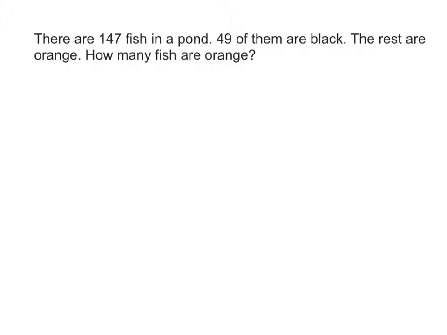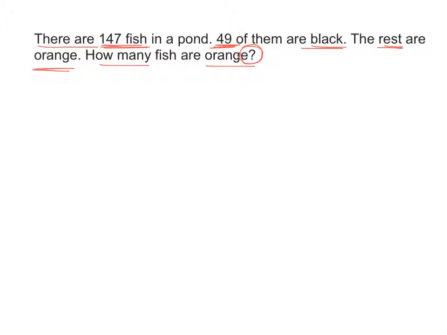Okay, I've read my problem. Now I'm going to go back and look at some information. I'm going to start looking at this first sentence and find out what's important. There are 147 fish in a pond. That's important. That's a number. 49 are black. The rest are orange. How many fish are orange? There's my question mark. How many are orange? That's what I'm trying to find out. So that's where my question mark is going to go.